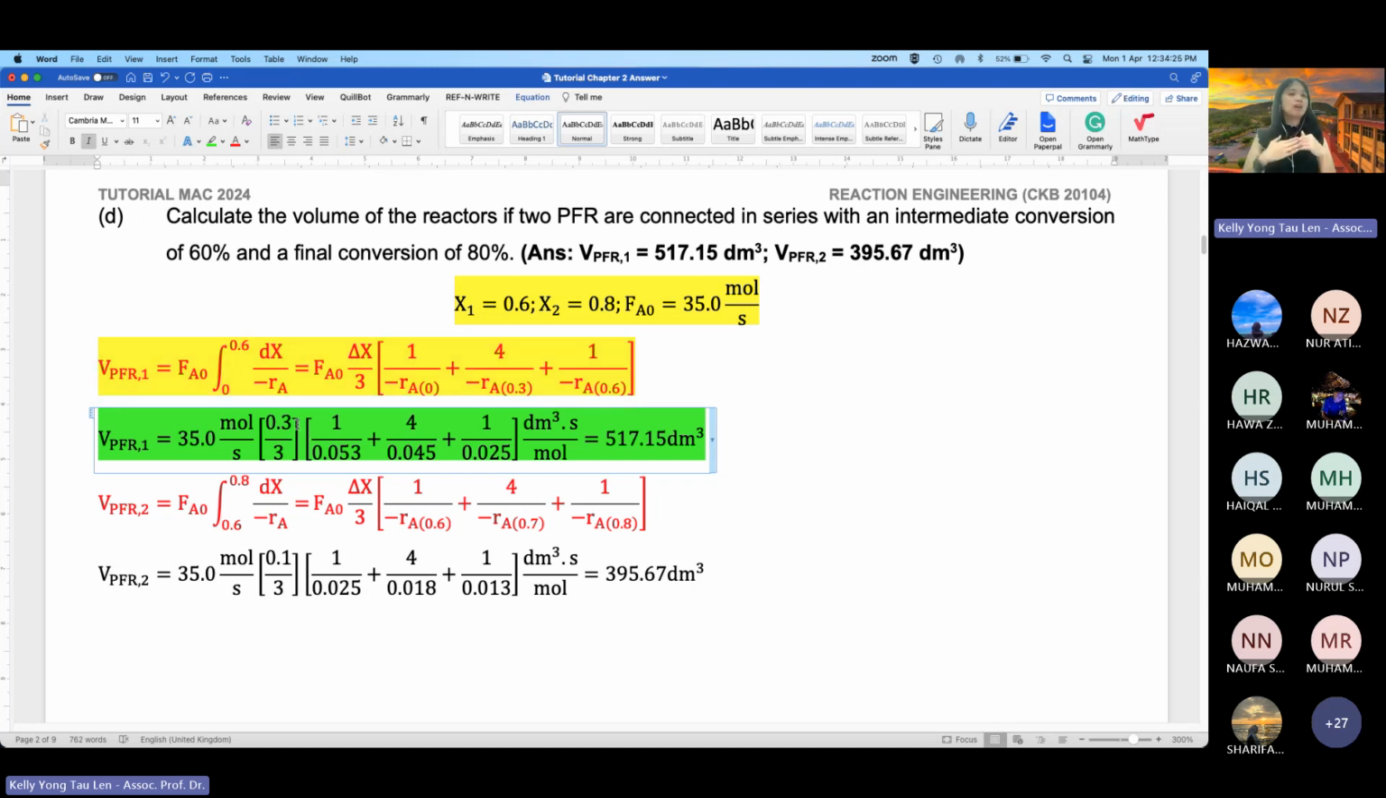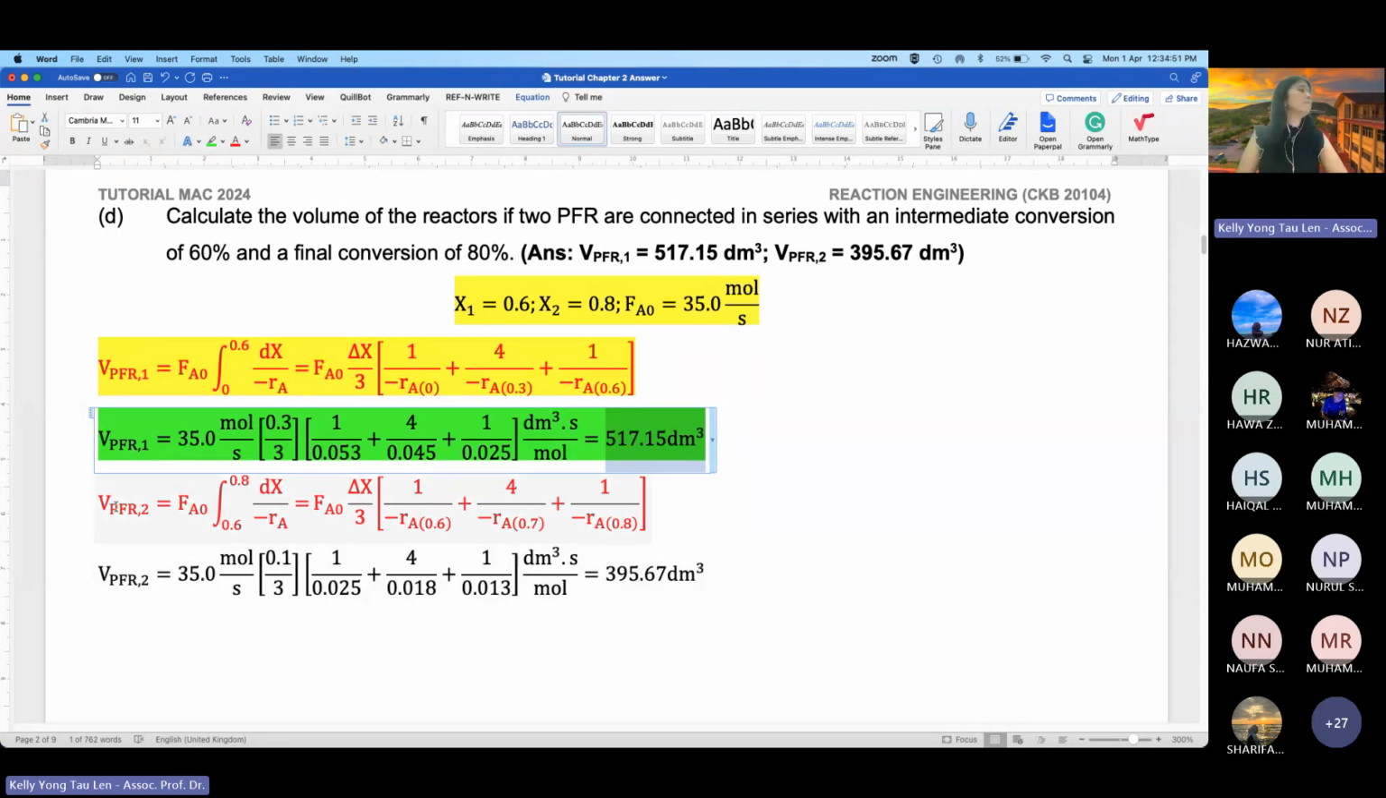So you replace all the value, you calculate, you will get the volume as 517.15 dm cube. So that's the volume of your first PFR. Okay, so first PFR is not that difficult because your bottom limit is still 0, right? But the second PFR is when you may get confused. So I keep repeating, you have to really understand how the formula changes.